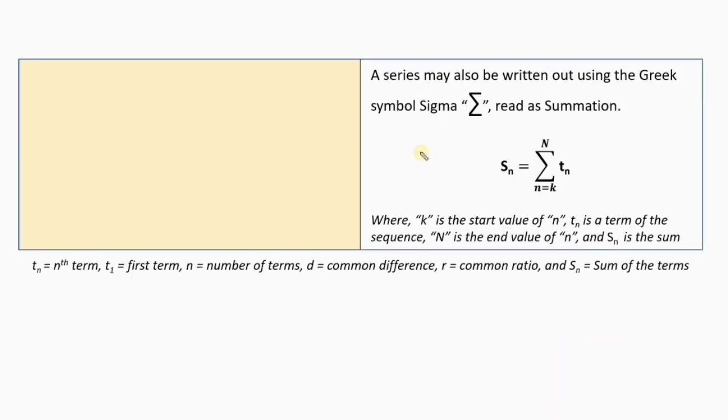A series may also be written using the Greek symbol sigma, which is written in the sigma notation form, where n equals k, and this k is the start value of n, and n is the end value of n. And of course, you know n is the number of terms.